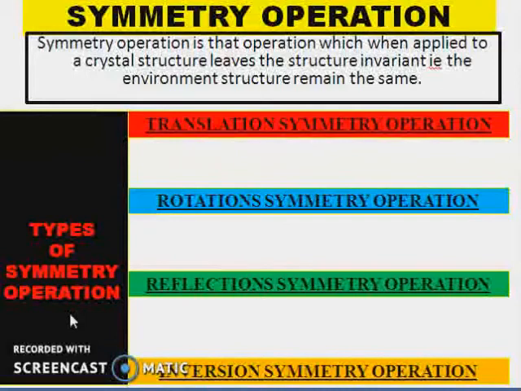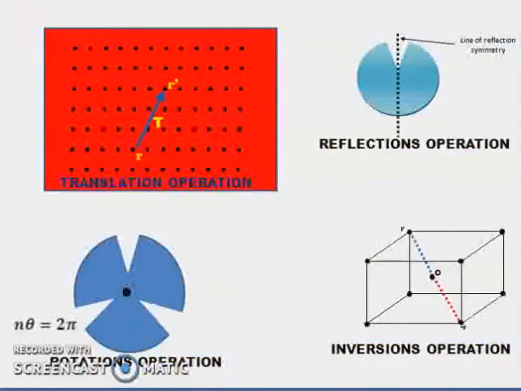Inversion applies to 3 dimensions. Inside the crystal there exists a point, that's why it is called a point symmetry. From that point, if you consider a lattice point at the position R, then there should exist another lattice point which is identical at the position minus R. That is called inversion.